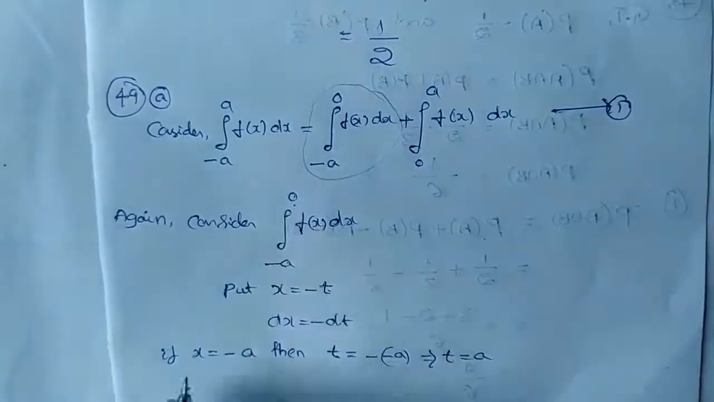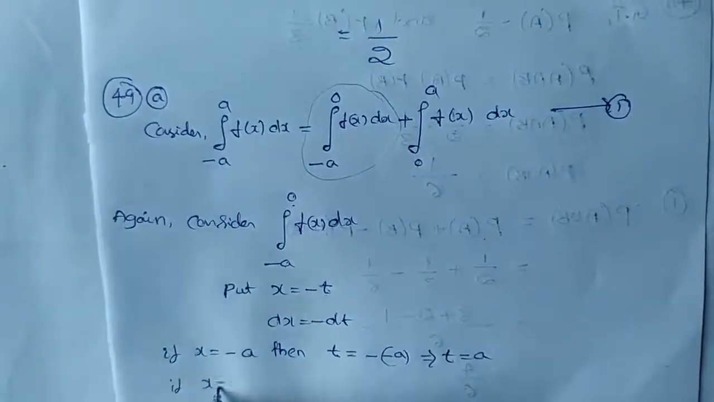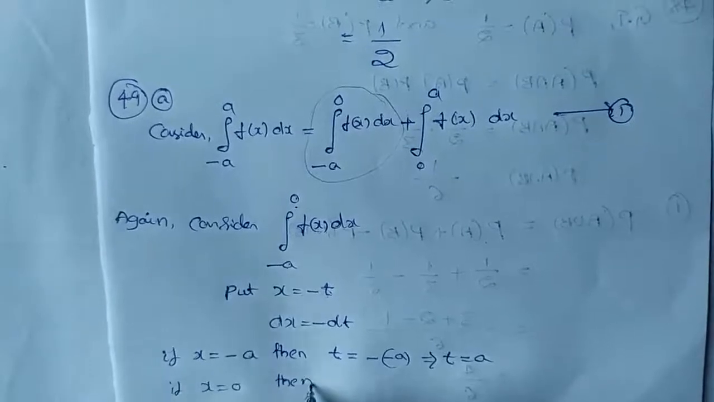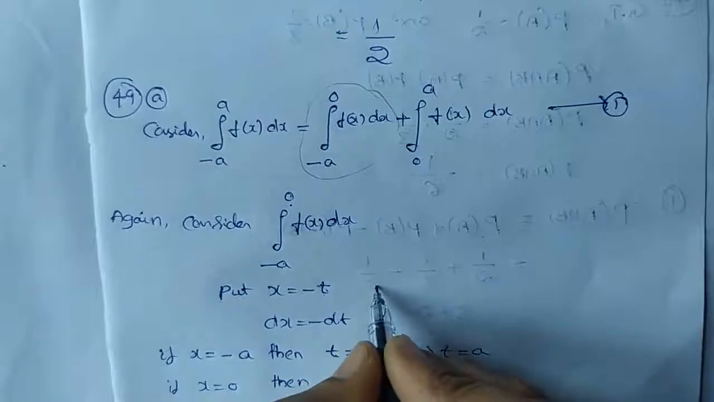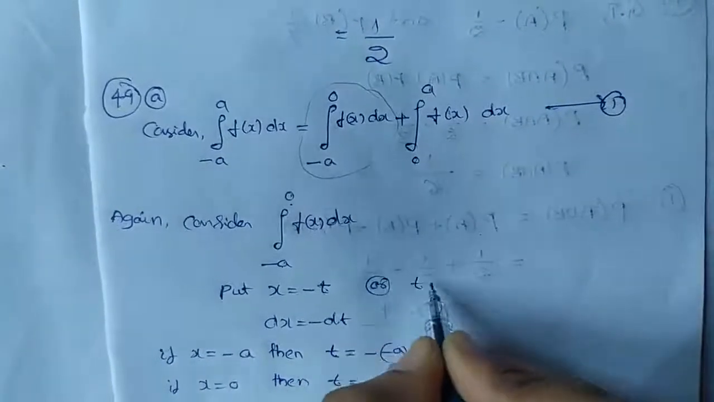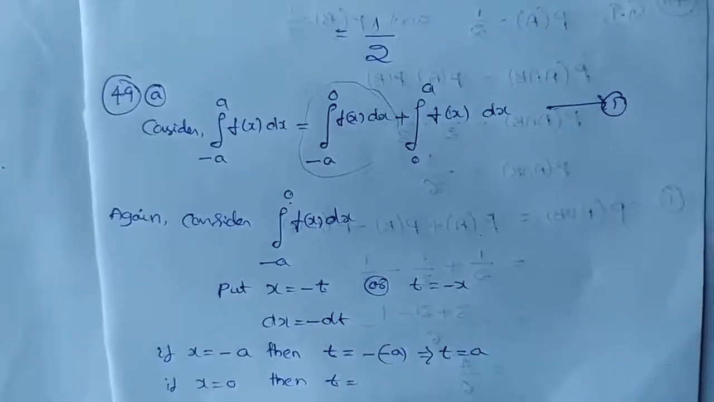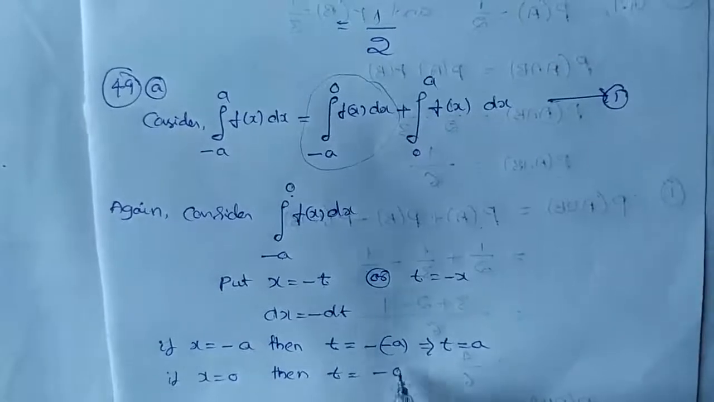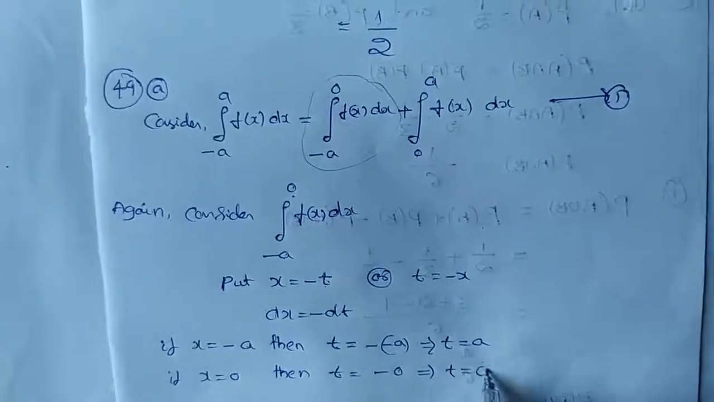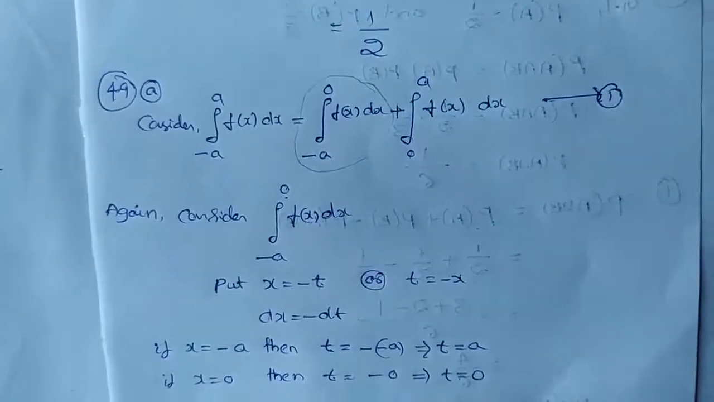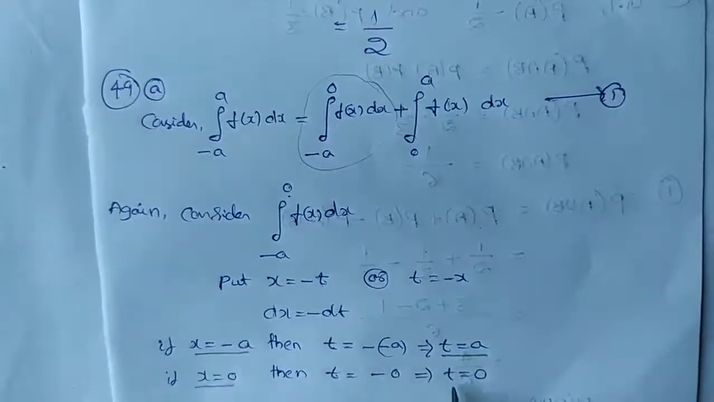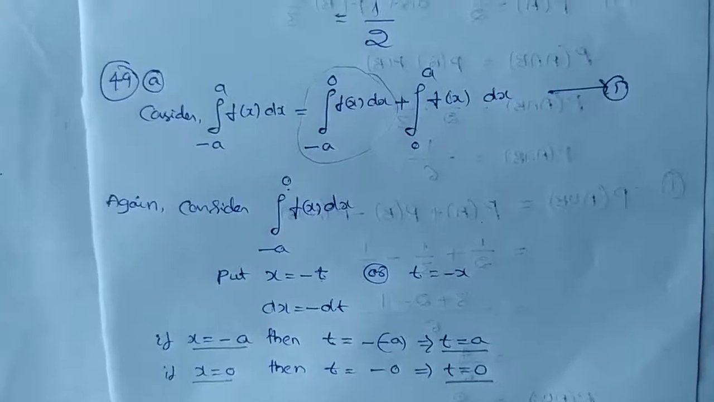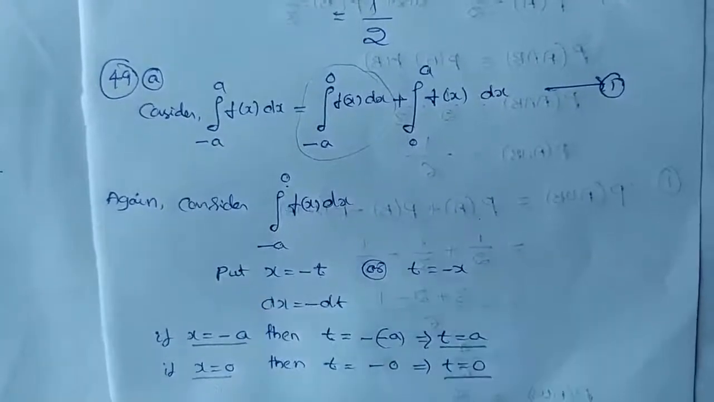Next, if x equals 0, then t equals what? t equals minus x. If x equals minus t, or t equals minus x, then minus 0 means t equals 0. If x equals minus a, then t equals plus a. If x equals 0, then t is also 0. Apply these limits in this integration.